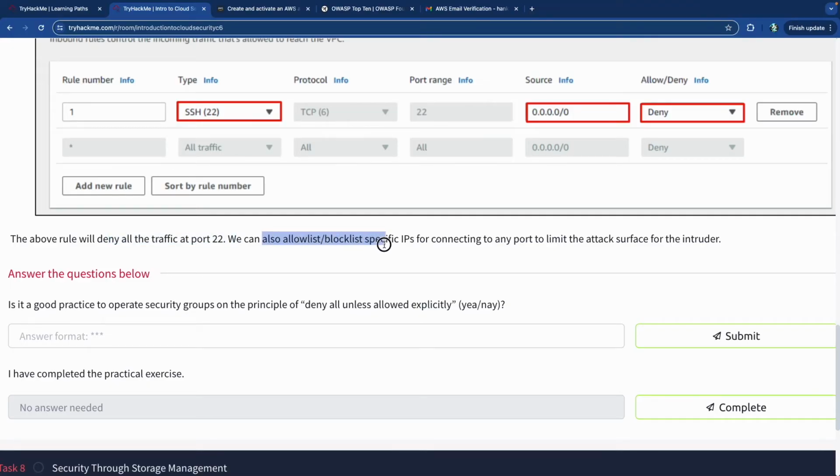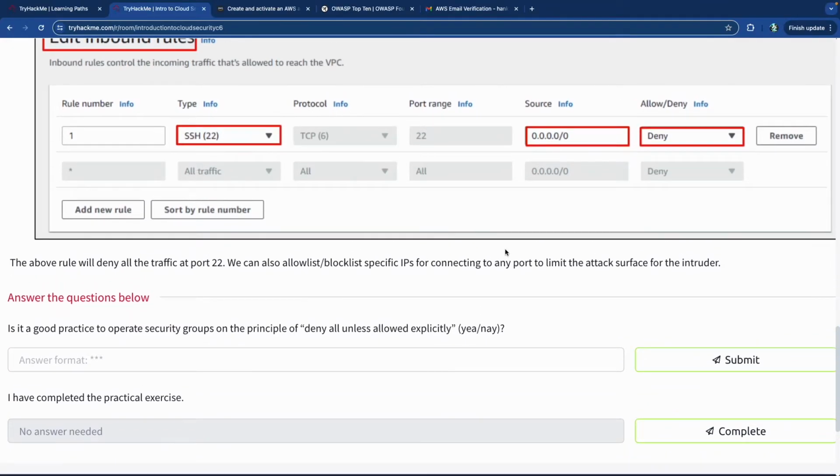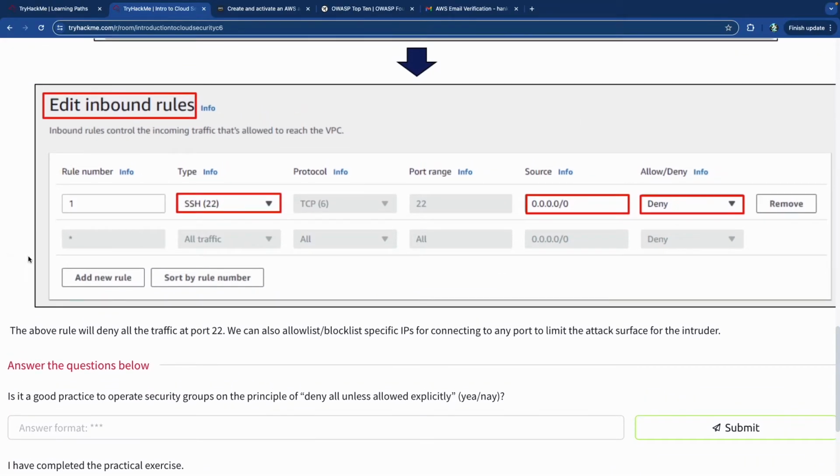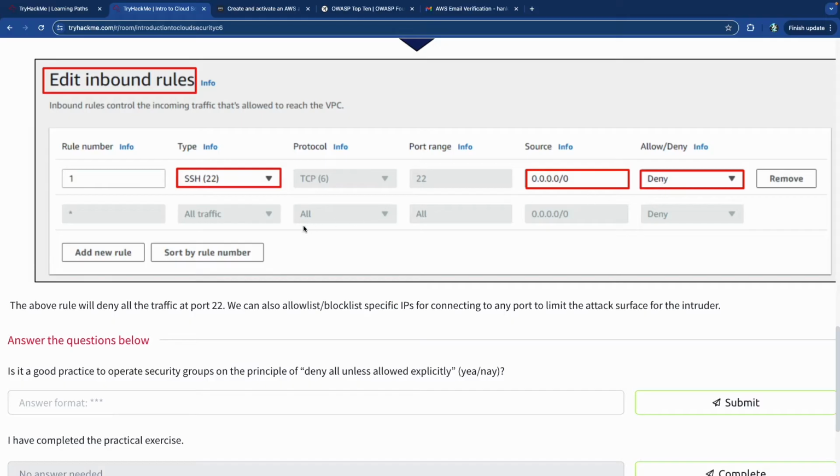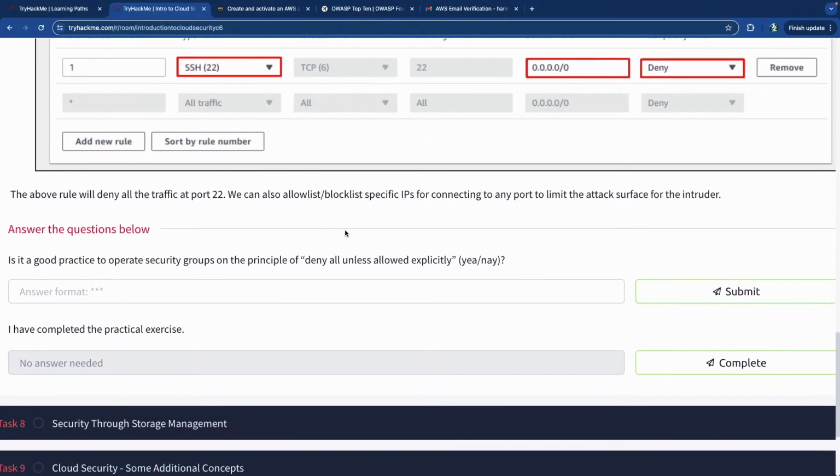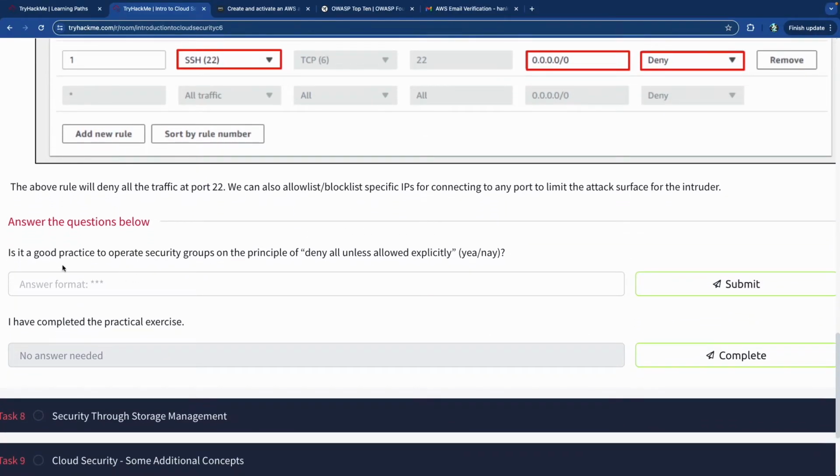And you can allow list or block list specific IPs for connecting to port 22 when you add more rules, right? So you can just add another rule on the same port, and then you say the source IP address is the specific IP address that you have, and then you just do allow for that. So it denies everything with the exception of that one IP that has an allow permission.